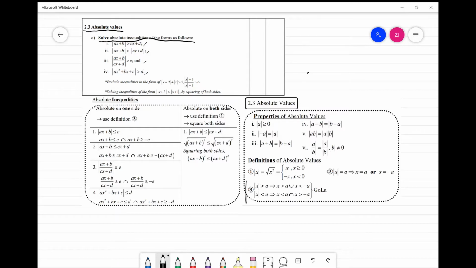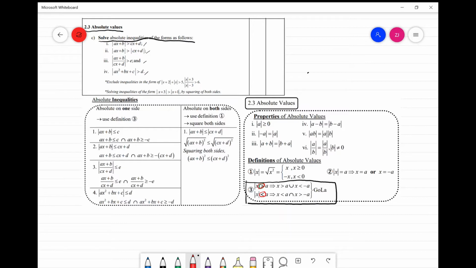So we can see the third definition here. When we have an absolute inequality, there are two types of inequalities. First, you can have the greater than sign, and also we can have the less than sign. For these two different signs, we are going to have two different definitions. If you have absolute of x greater than a, where a is any number, then the definition will be x greater than a.